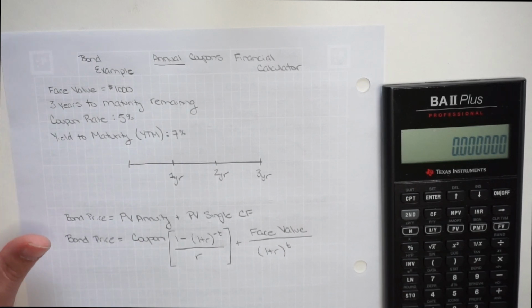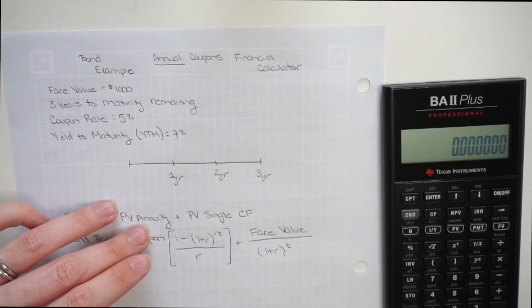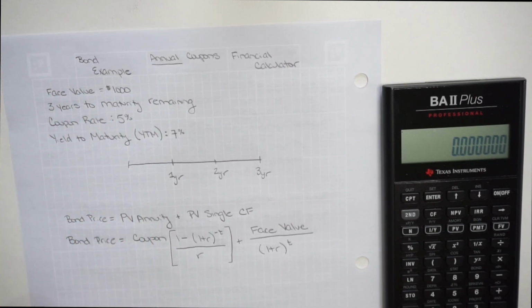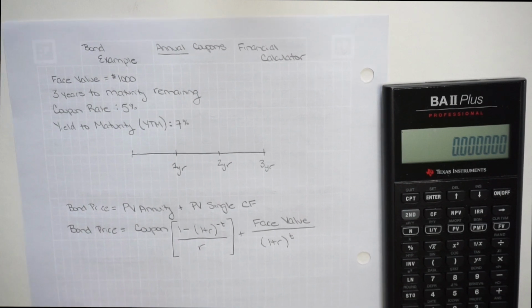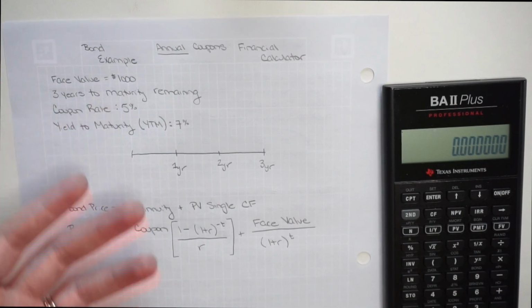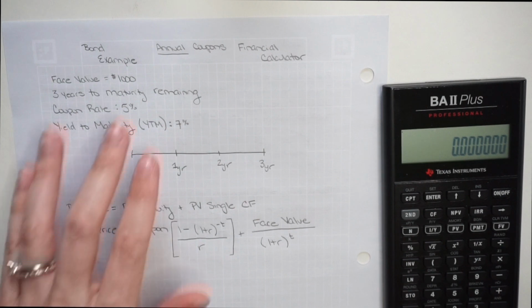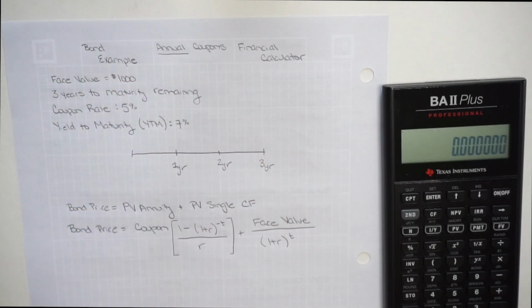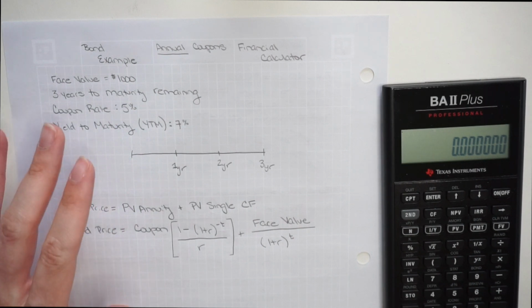Today I'm going to be showing a bond price example using the time value of money equations. The example we're going to be solving today is the first step in solving one of these bond problems, which is where we just have annual coupons. Later, in Principles of Finance or Introduction to Finance courses, the problems will become more difficult.